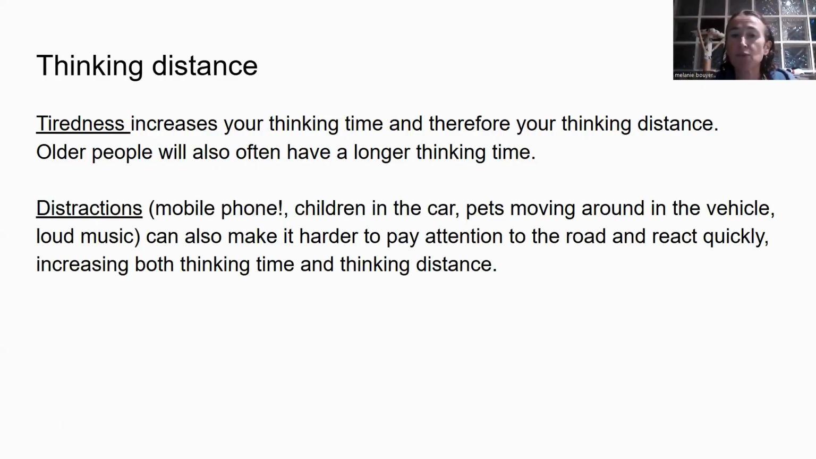Distractions, so for example, using a mobile phone in particular, is of great concern when people are driving, because it distracts you from what's happening on the road. Your brain is busy looking at your mobile phone, maybe messages or changing your track or whatever it is you're looking at. Your brain will be busy doing that rather than looking at the road, and therefore it will take you longer to react to a signal on the road. As a result, it will increase your thinking time and therefore increase your thinking distance.